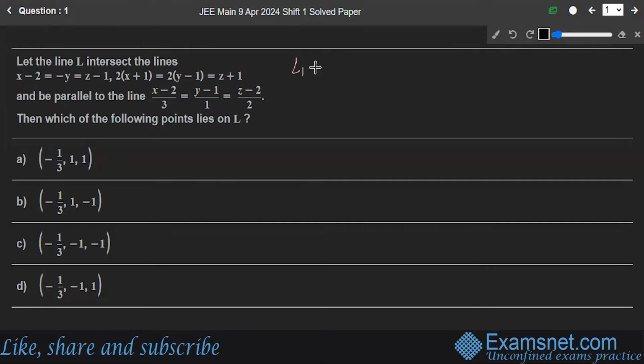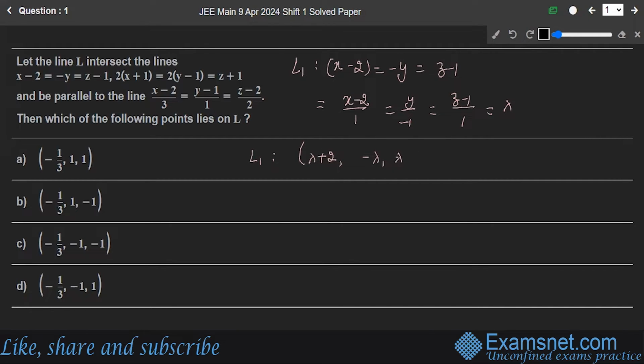You're having two lines. The first one is given to you as x minus 2 is equal to minus y, z minus 1, which can be written as x minus 2 upon 1, y upon minus 1, z minus 1 upon 1. Let's say this is equal to your lambda. So any point on L1 will be given by lambda plus 2, minus lambda, and lambda plus 1.